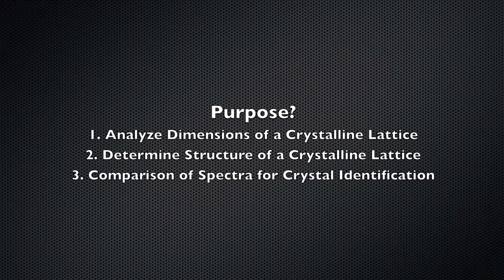This can be divided into three subsets, which are actually steps in the process of determining the structure of the crystal. The first step is to analyze the dimensions of a crystalline lattice. This involves determining the unit cell dimensions and the positions of the atoms within the lattice, which are directly related to the bond lengths and angles from atom to atom.